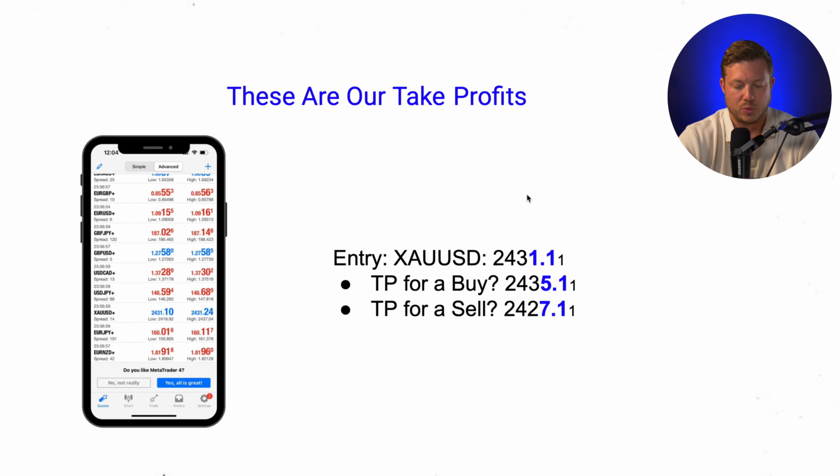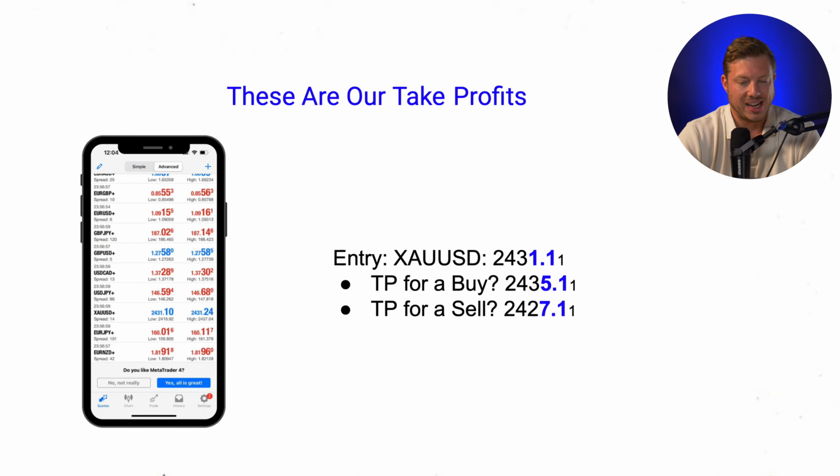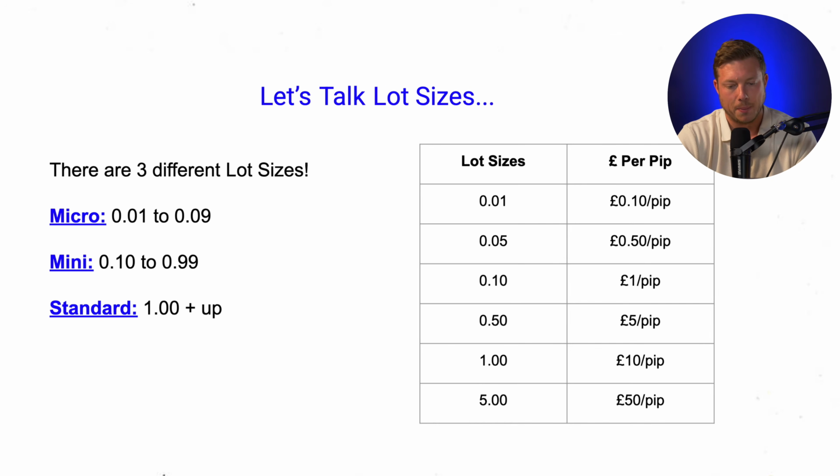So again, if we wanted 20 pips up, it'd go from 1.1 to 3.1. If we were going to go the opposite way and take 10 pips off, it would go to 2430.1. Does that make sense? Hopefully, yes. Any questions, you can always comment below here, and I'll make sure I create more videos based on this. But if we talk lot sizes now, there's 3 different levels of lot sizes.